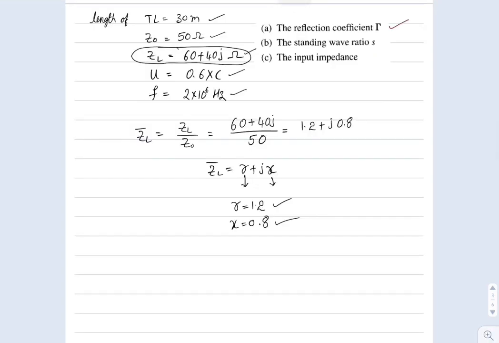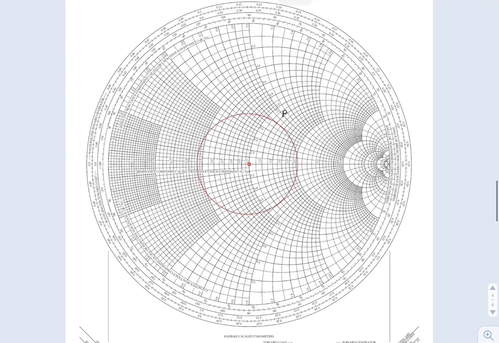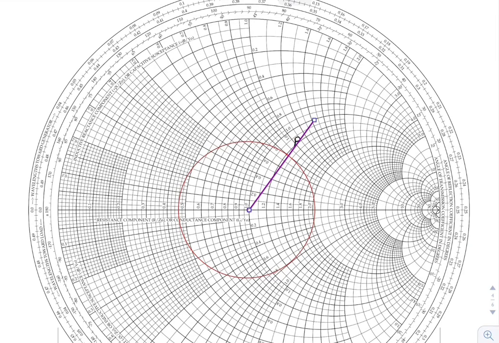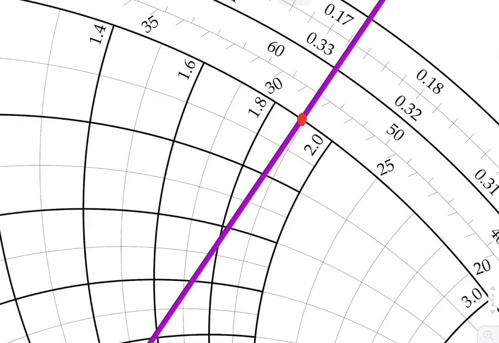The first question he asked is the reflection coefficient gamma. Now let us see how to find the reflection coefficient gamma from this graph. In order to find the reflection coefficient, I am going to draw a line from the center of the Smith chart to this point P. Then I will extend this line up to the edge of this graph. The corresponding point on the graph is this point.